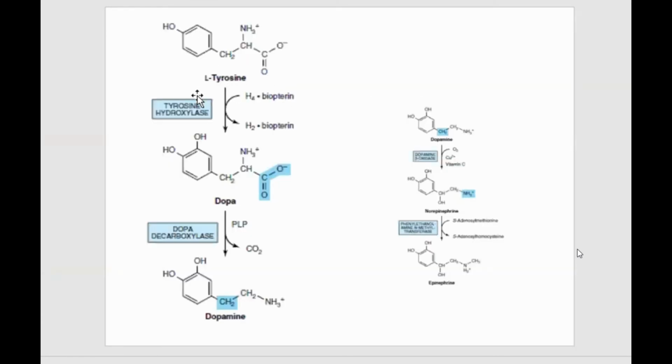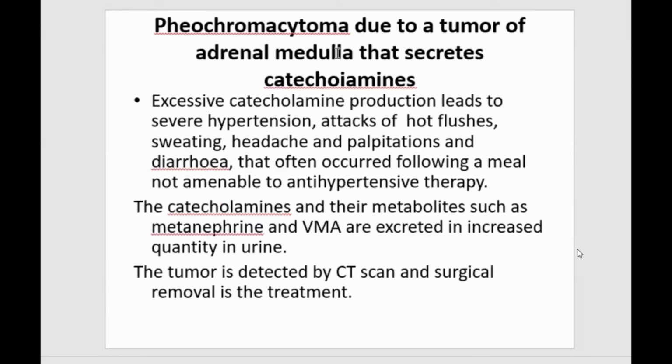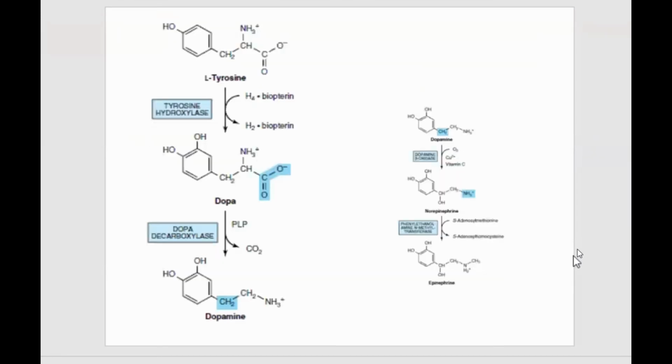Tyrosine hydroxylase is tetrahydrobiopterin dependent. So DOPA is produced, and DOPA decarboxylase converts it to dopamine. This dopamine further is acted upon by dopamine beta oxidase or hydroxylase, which requires oxygen, copper, and vitamin C. Hydroxylation is brought about here, forming norepinephrine. Then N-methyl transferase brings about methylation of this nitrogen, forming epinephrine. So pheochromocytoma is a tumor of adrenal medulla that produces more catecholamines, that is DOPA, norepinephrine, and epinephrine. Epinephrine and norepinephrine are metabolized to VMA that is excreted in urine, and also some amount of metanephrine.